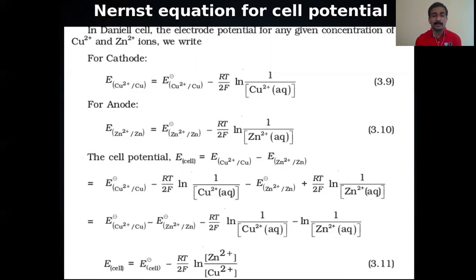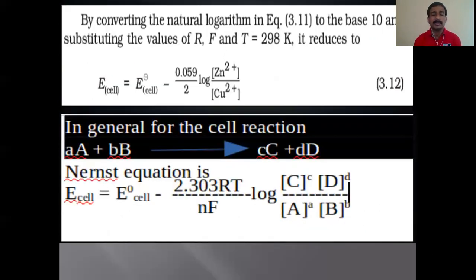So here E0 Cu2+|Cu minus E0 Zn2+|Zn, that is E0 of cell, minus RT by 2F, we can take it as common, Ln concentration of Zn2+ by concentration of Cu2+. And when we convert the natural logarithm to base 10, what happens? 2.303 RT by 2F log concentration Zn2+ by concentration of Cu2+. So here you can see the equation: E cell is equal to E0 cell minus 0.059 by 2.